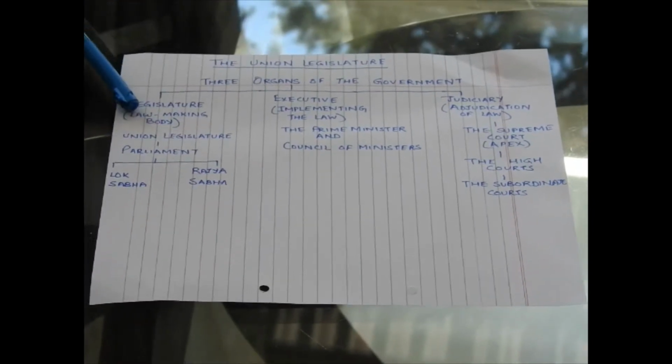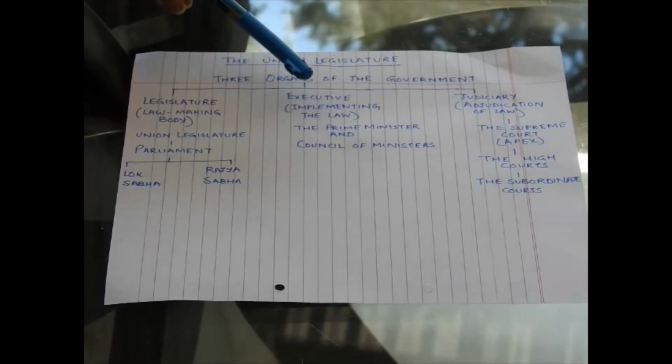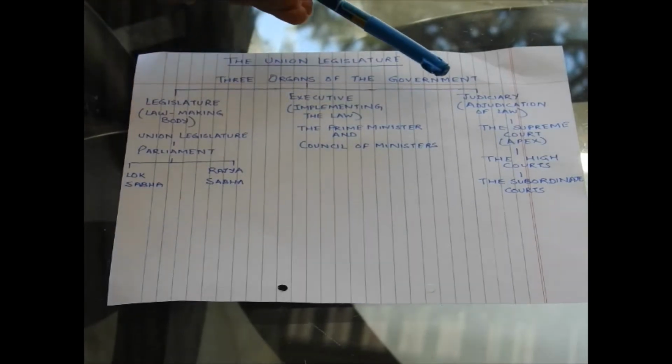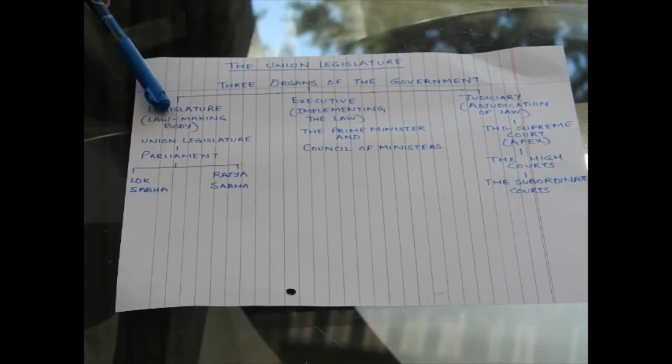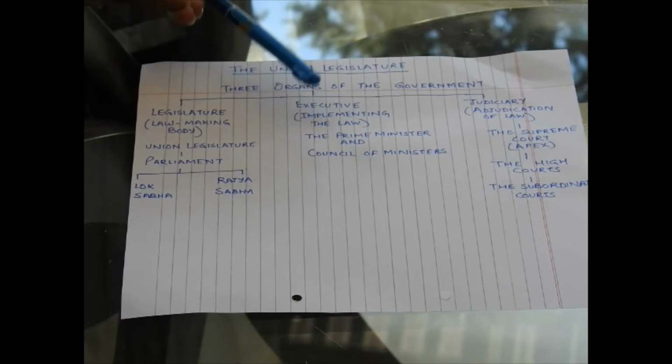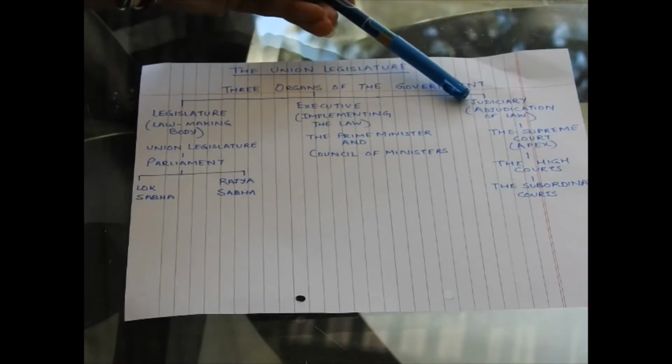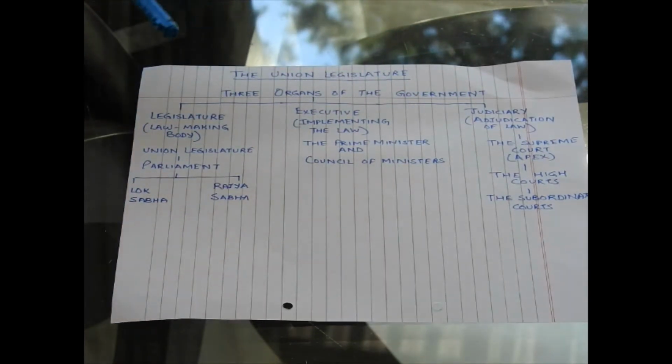Legislature is a law-making body. Executive is implementing the law. Judiciary means adjudication, protection of laws. Legislature makes the laws, executive implements and enforces the laws, and judiciary protects these laws.